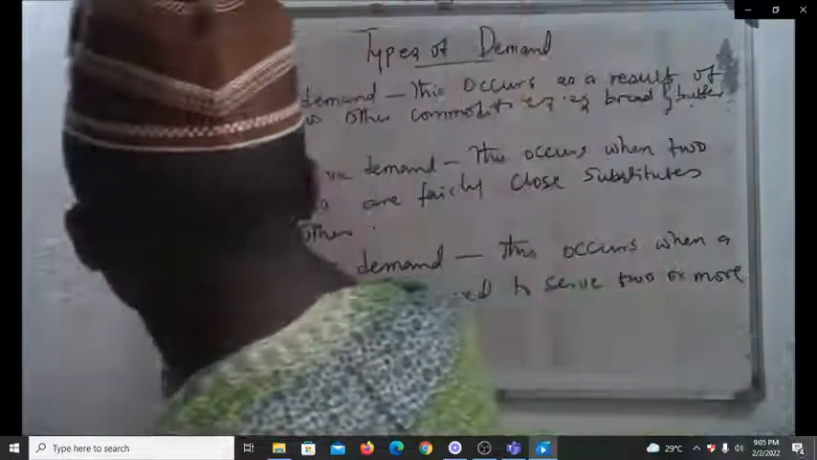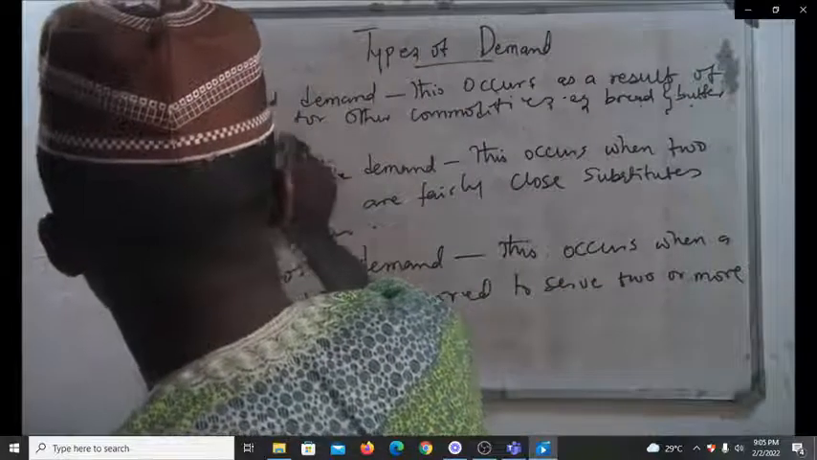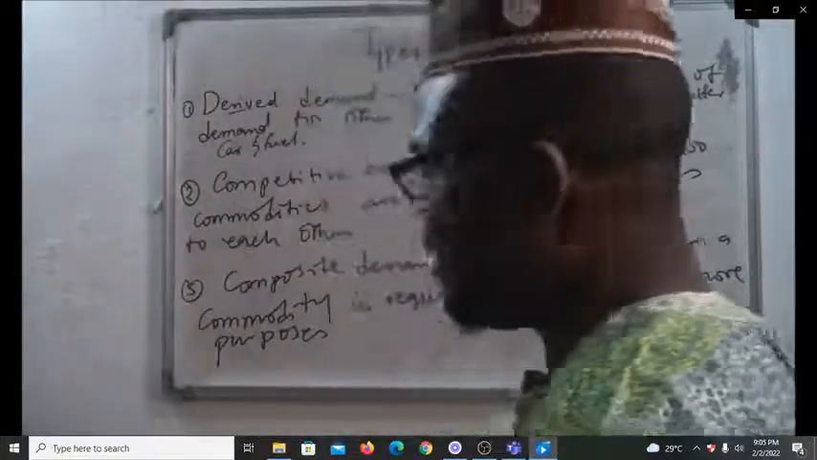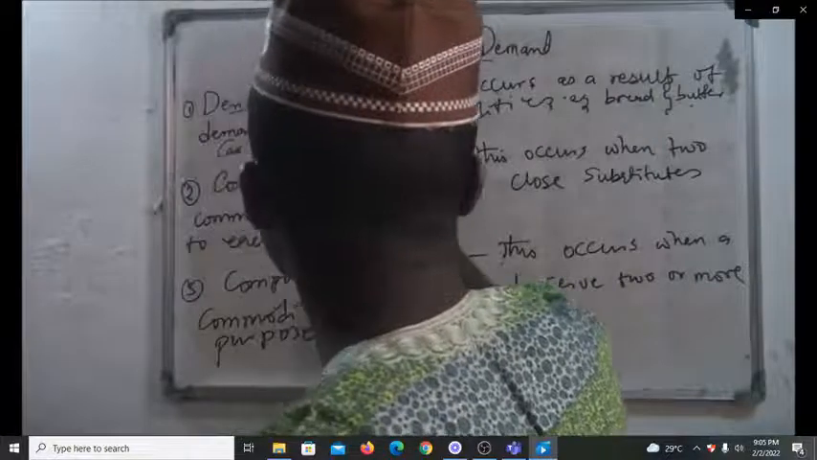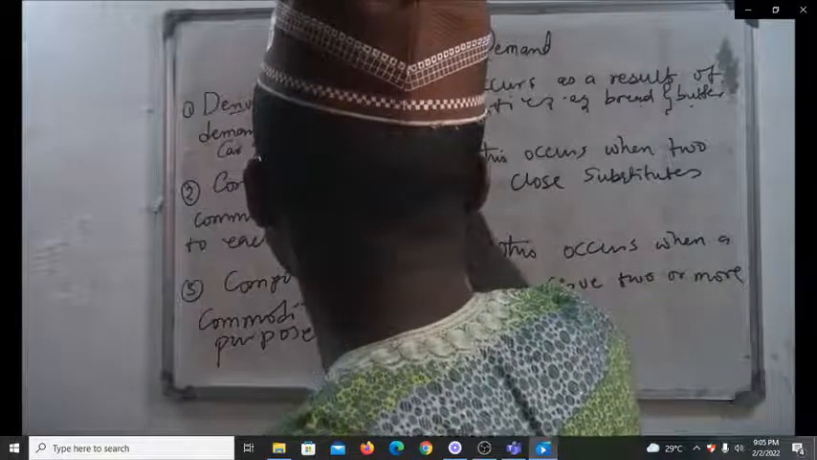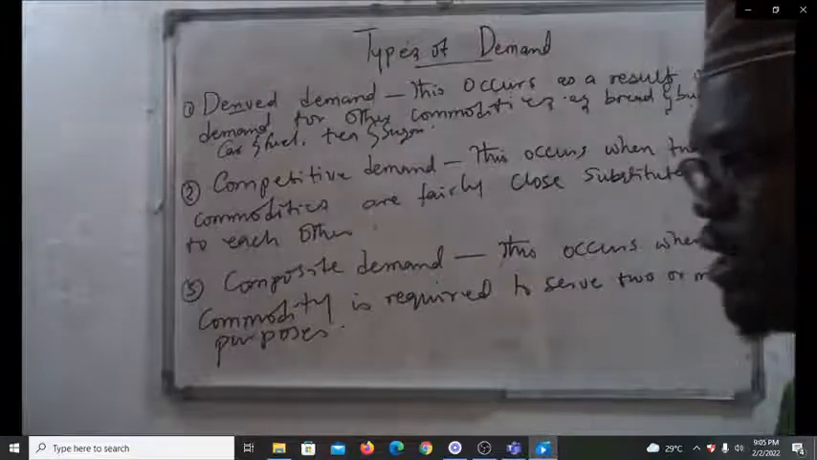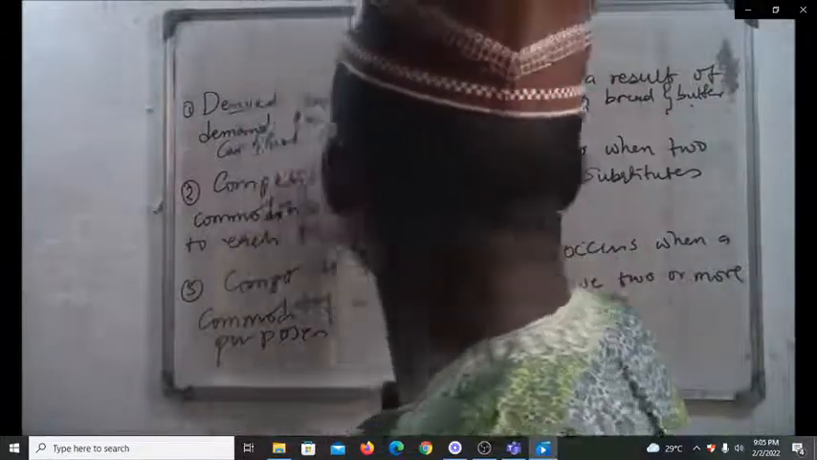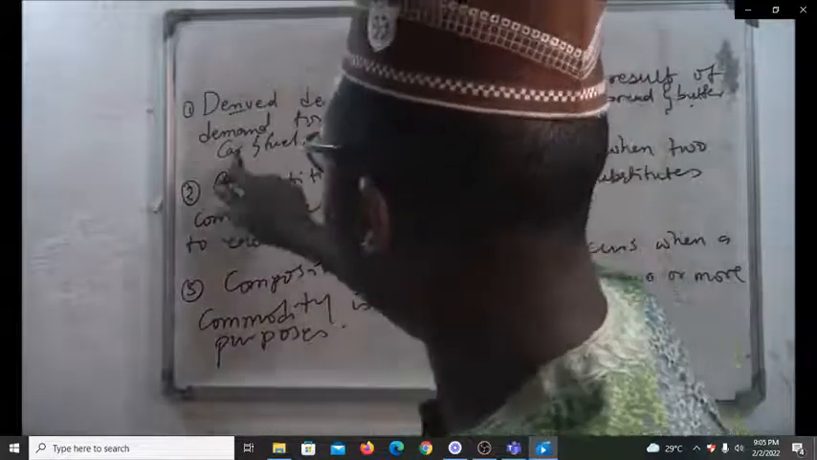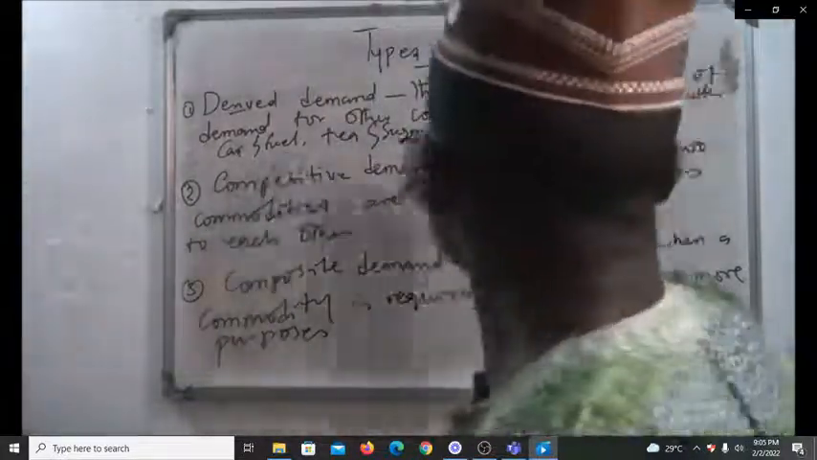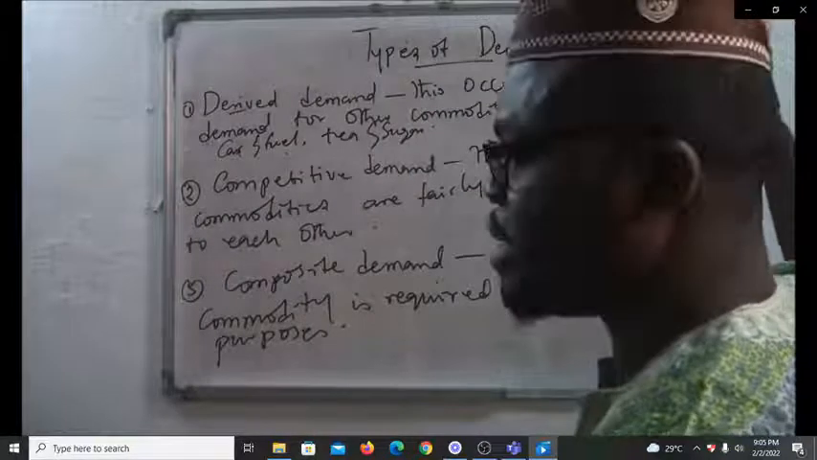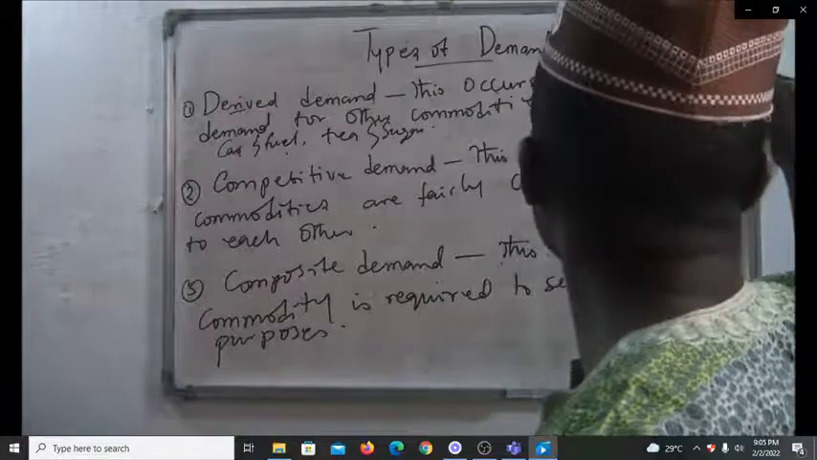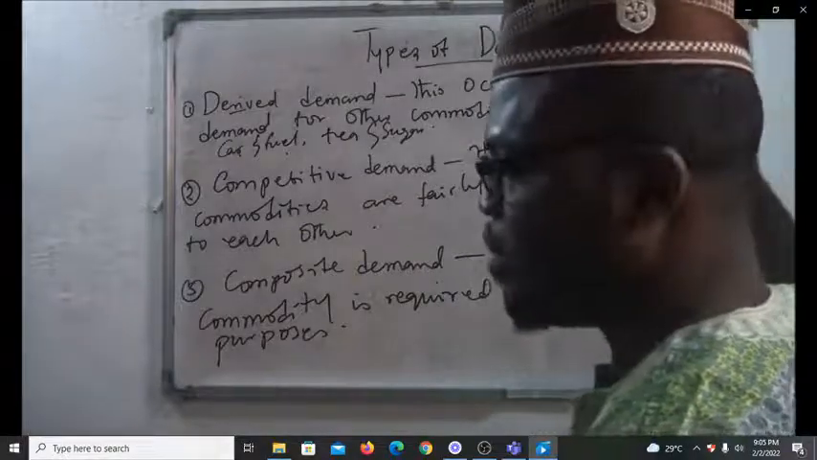If you have a car, you will always use fuel, isn't it? If you want to take tea, you always use what? Sugar, isn't it? Mostly, you take tea with sugar. You take bread with what? Butter. You have a car with fuel. That means when the demand for bread is increasing, the demand for butter will also be increasing, isn't it? Because butter has a derived demand from bread.